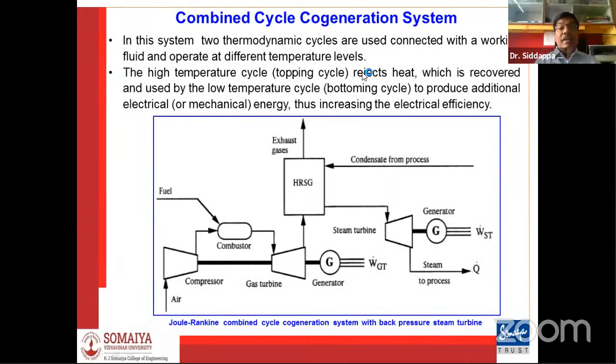And then the fourth type will be the combined cycle cogeneration system. In a combined cycle cogeneration system, I told you we are going to use two thermodynamic cycles together. One is the Brayton cycle, and one is the Rankine cycle.